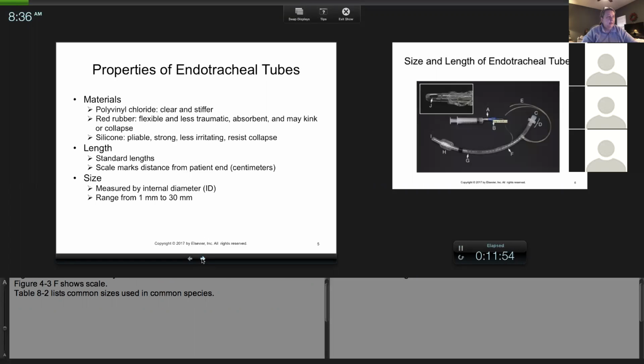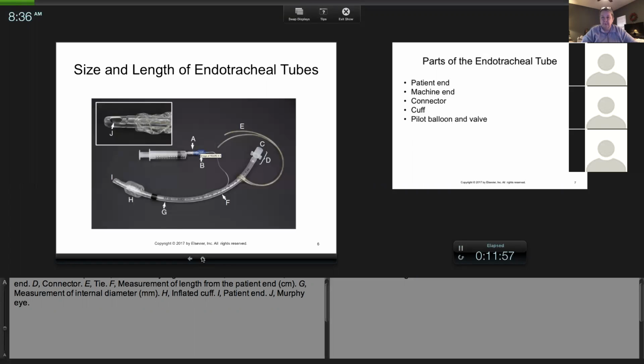I'm going to come back to that for a second, but this is a basic Murphy tube right here, okay? And you can see letter H right here. That's the balloon, that's the cuff that you fill. This syringe attaches here. This is called a quick release valve. You have to push it in and give it a half twist, and then you can put air in it.